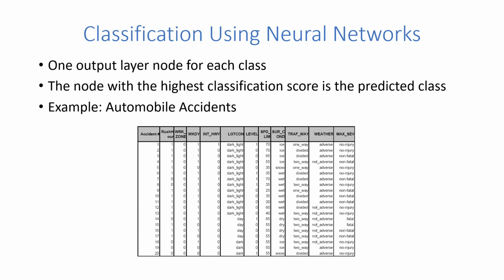To configure the structure of the neural networks for this problem, we will create one output layer node for each of the 3 possible outcome classes. The node with the highest predicted probability score would be the predicted class. I will demonstrate how to solve this problem using software products in the next video.